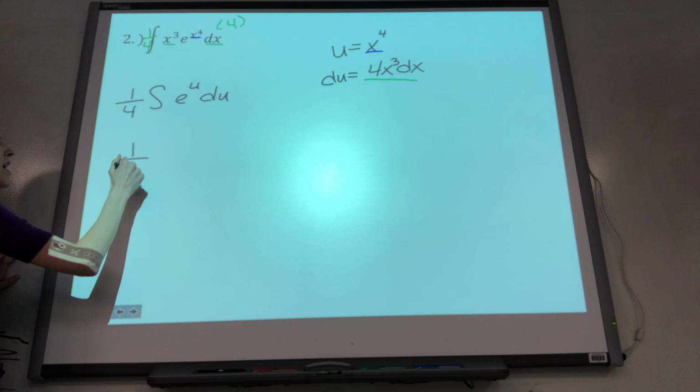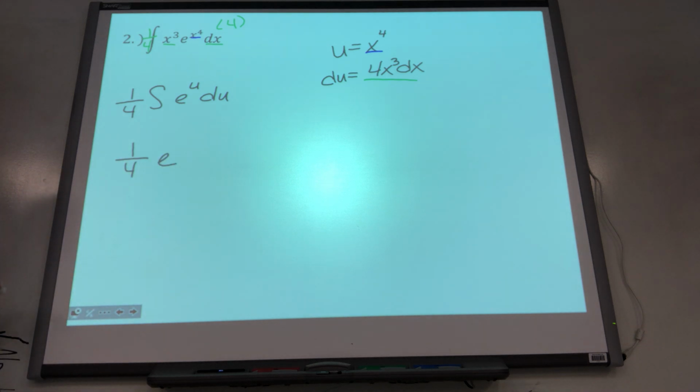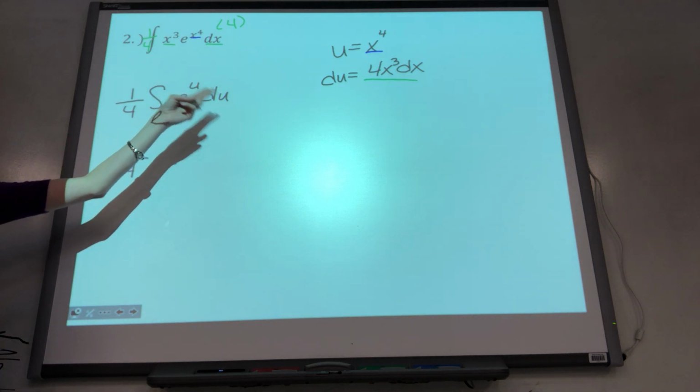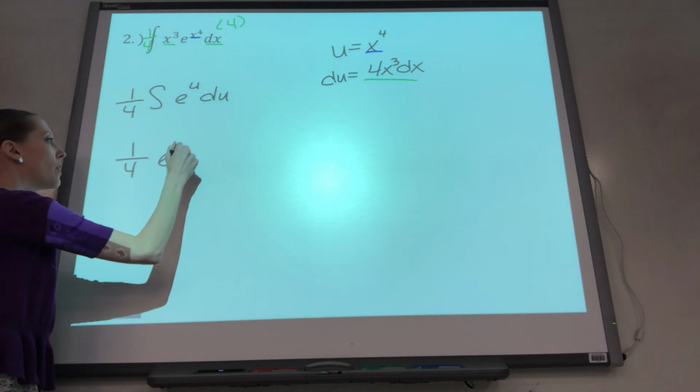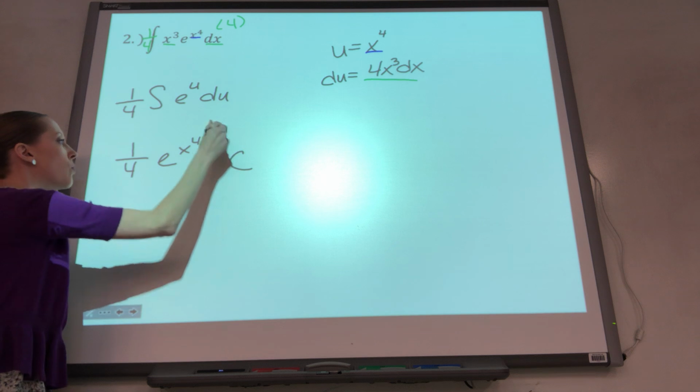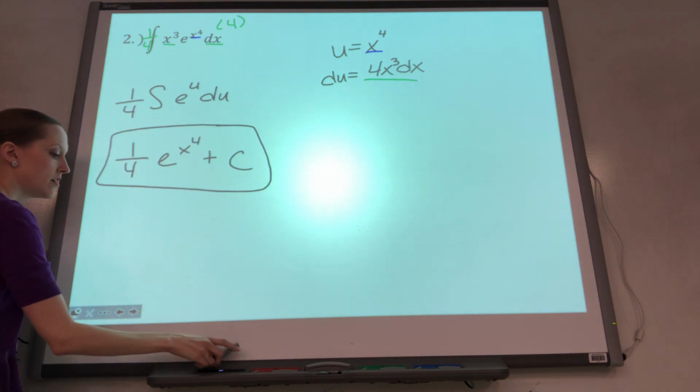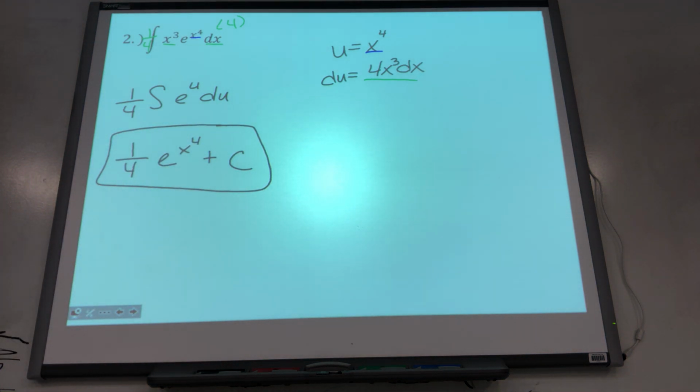So here again, I'll keep the 1/4 out front, but when I integrate e to the u, it's just e to the u. And I'll go ahead and put back in what u equaled. So 1/4 e to the x to the 4th plus c. Any questions so far?